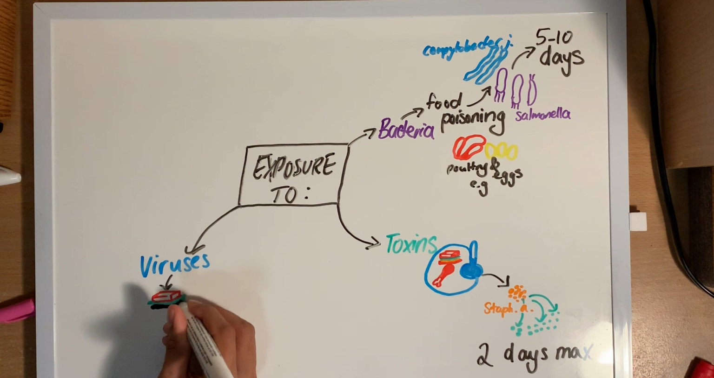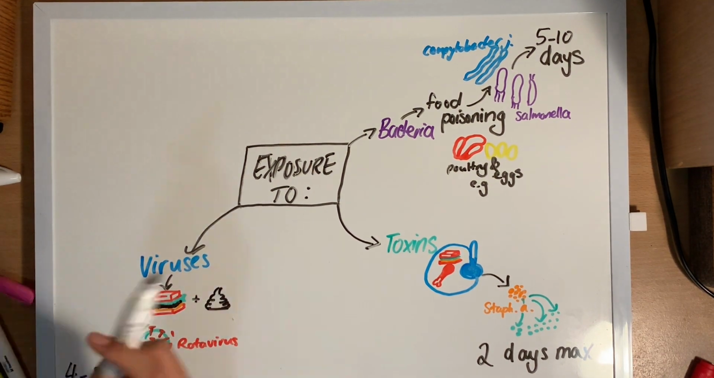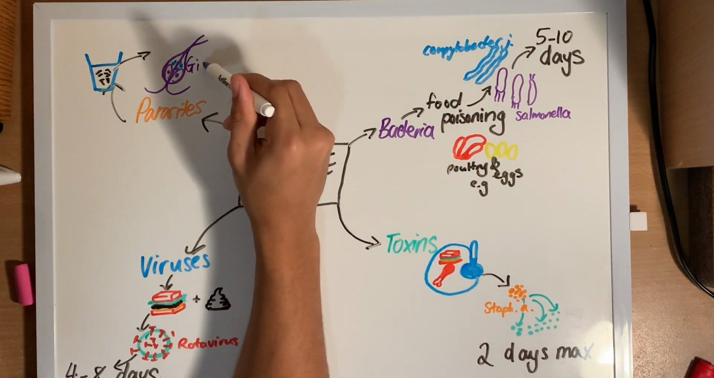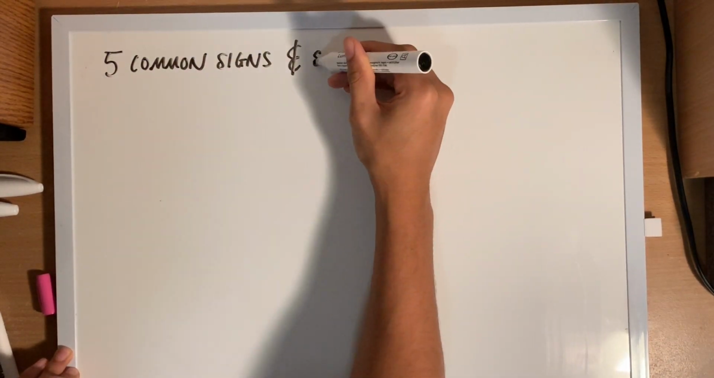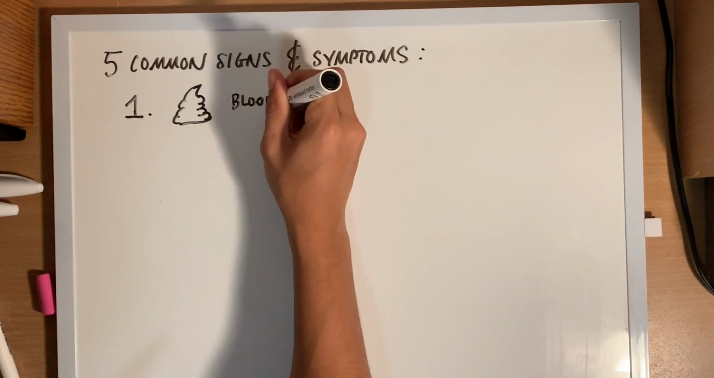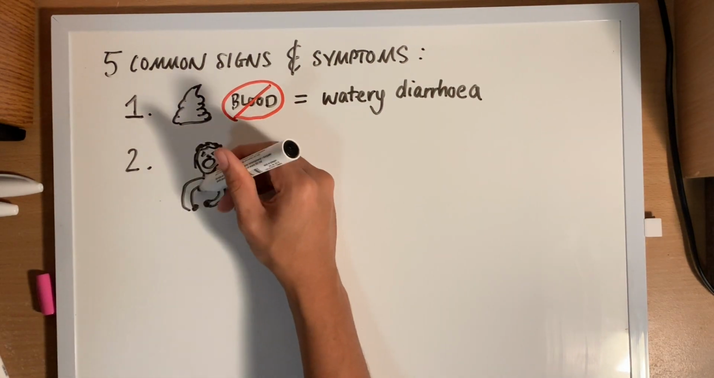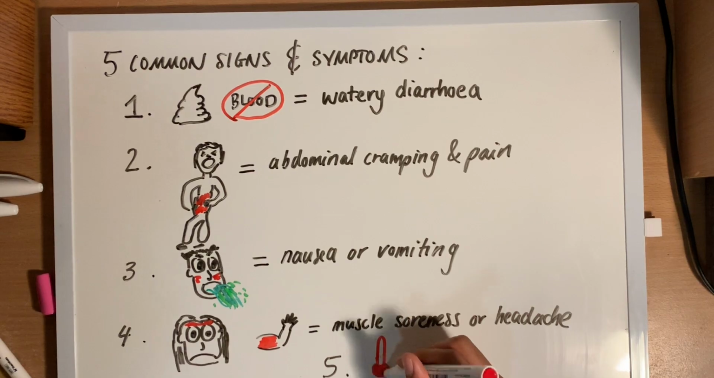On the other hand, ingesting fecal contaminated food can cause very watery diarrhea, vomiting, and fever for 4 to 8 days from the previously mentioned rotavirus, whilst drinking contaminated water can lead to diarrhea that extends weeks caused by the parasite Giardia. It is evident then that gastroenteritis can spread in very different ways, but there are 5 common signs and symptoms: watery diarrhea without blood, abdominal cramps and pain, nausea or vomiting, muscle aches and headaches, and fever.